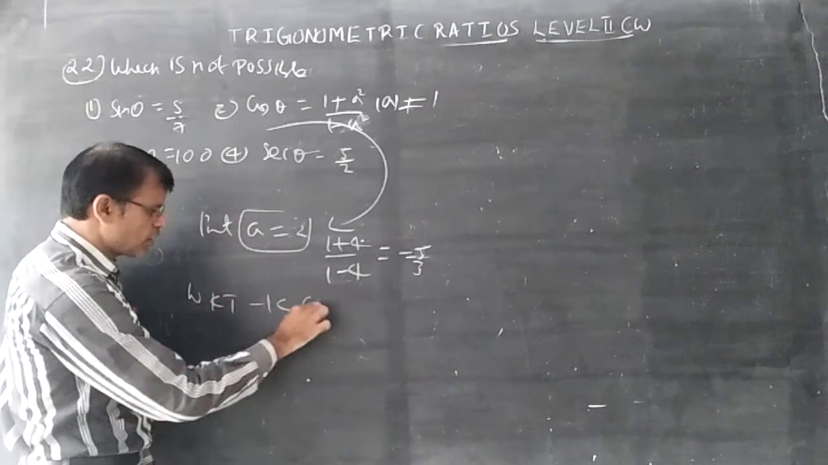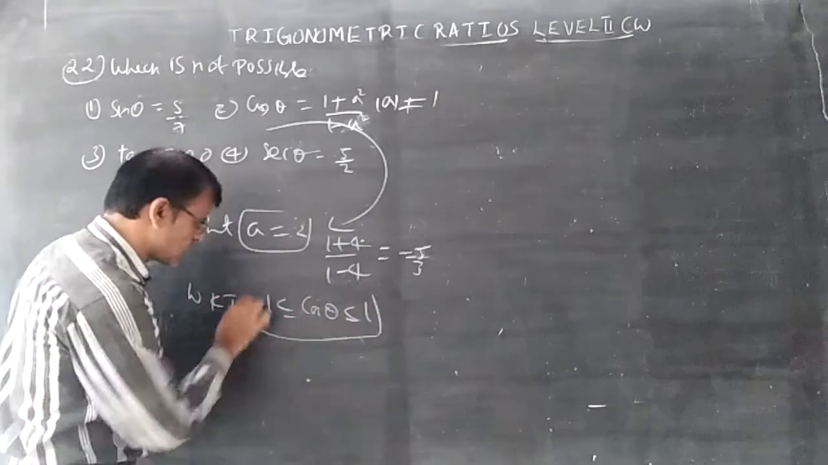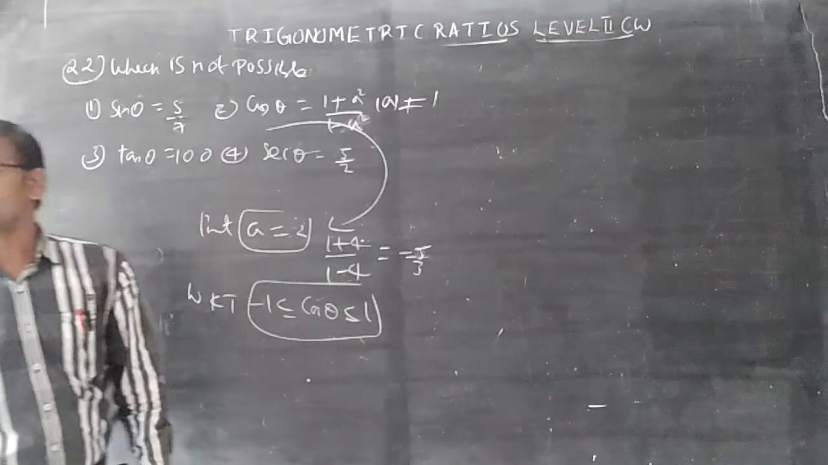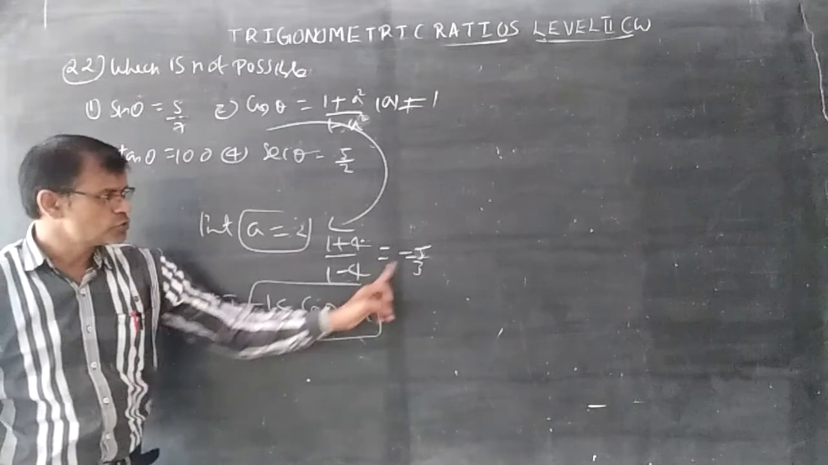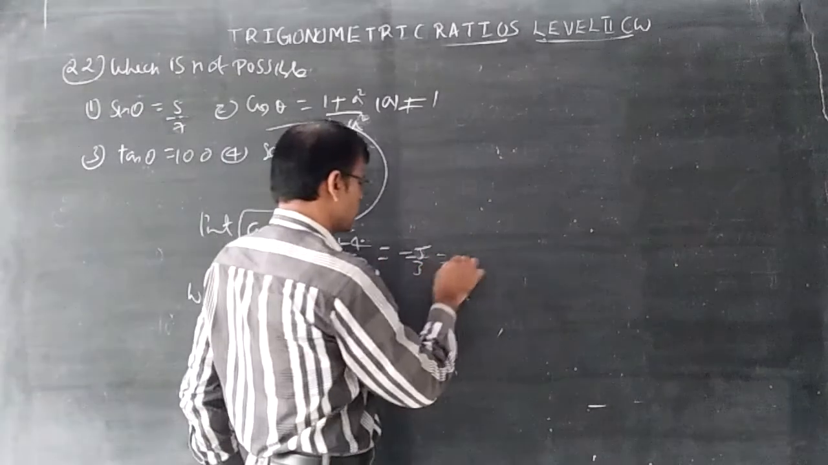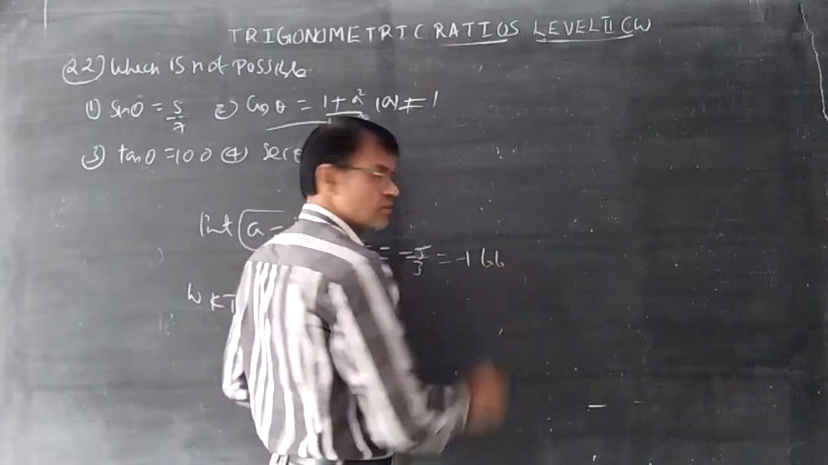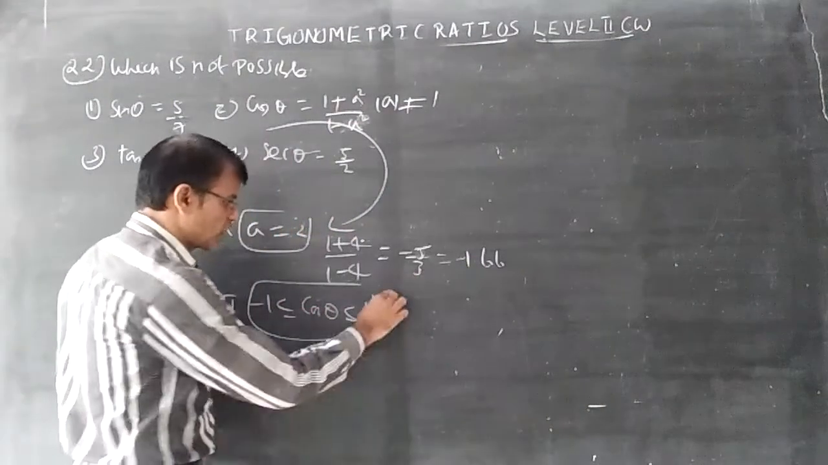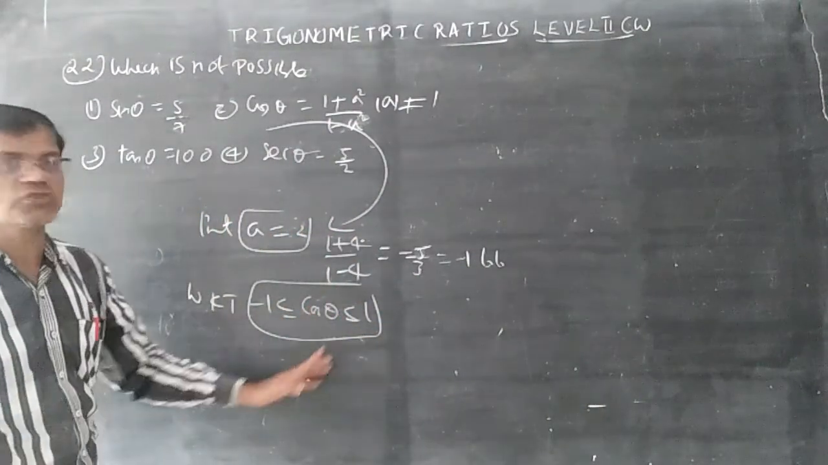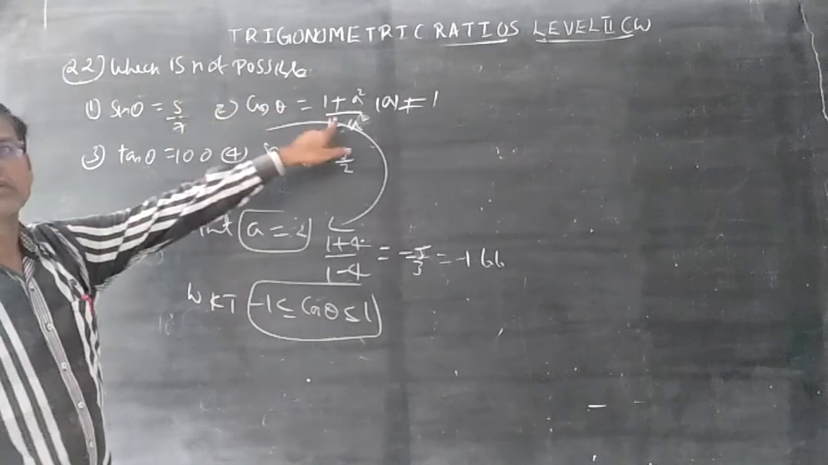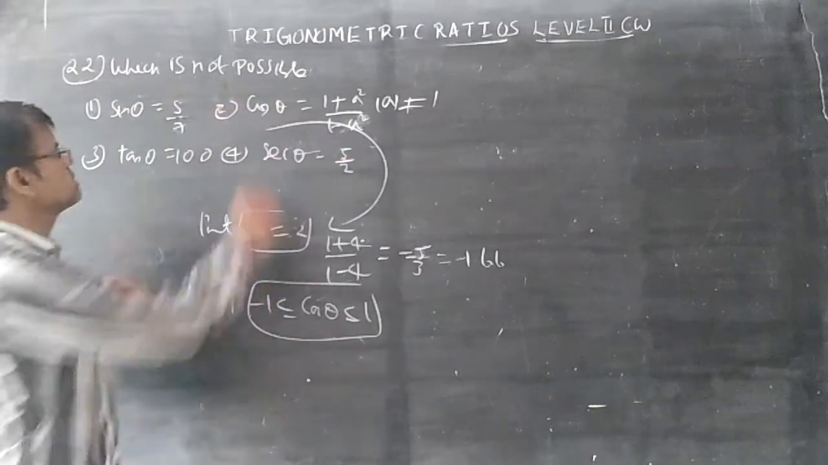This is also a formula: minus 1 less than or equal to cos theta less than or equal to 1. Students, the range of cos theta is also in your table. Range of cos theta is minus 1 comma 1. You should not get this, which becomes minus 1.66. It is wrong. We should not get a value less than minus 1 or greater than 1. So it is not possible.